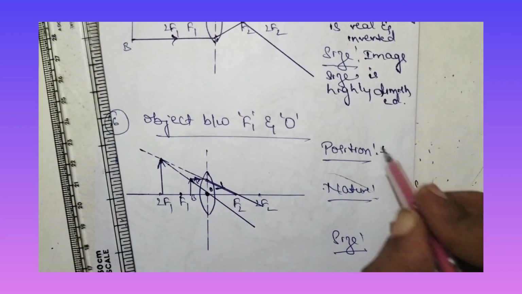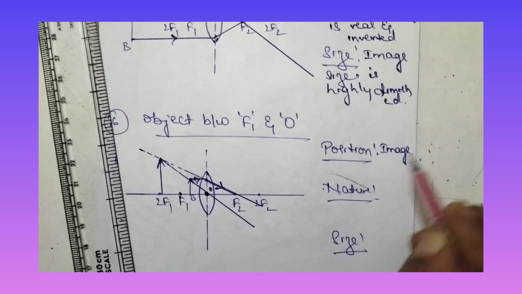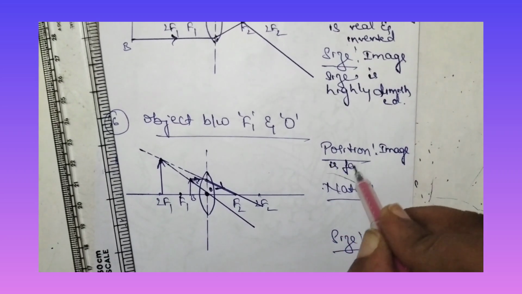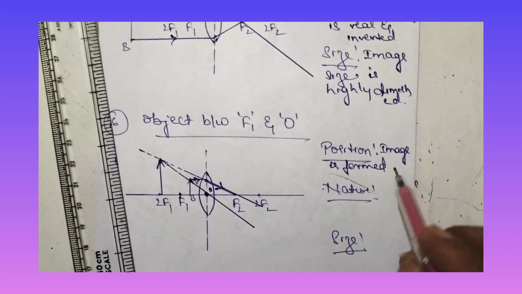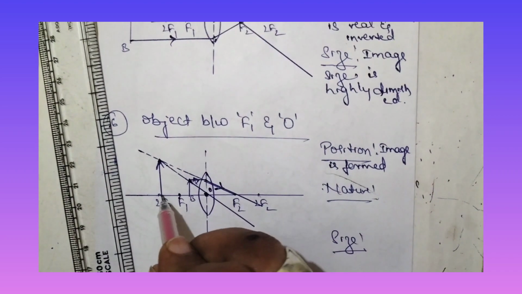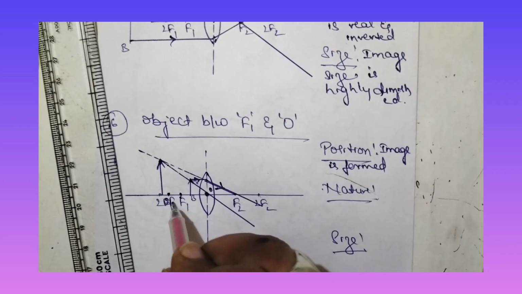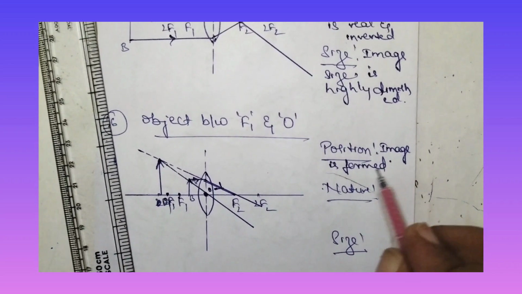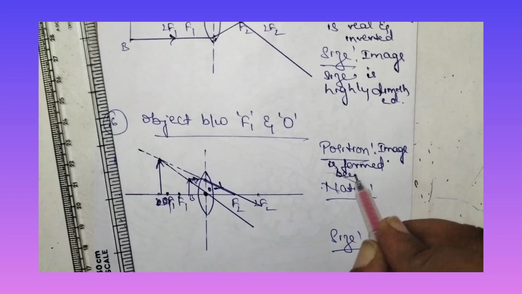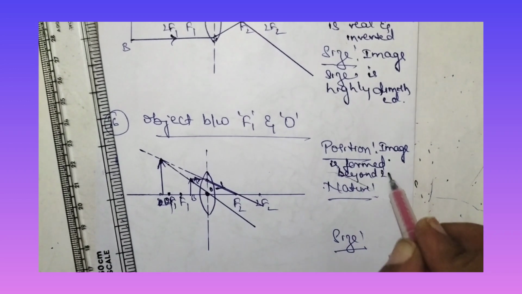Now the position: where is the image formed? This is 2F1. The image will be formed behind 2F1.